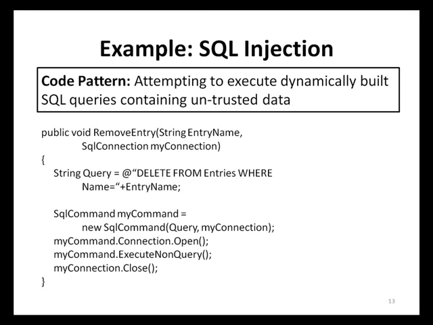Here is some sample C# code that defines a method named removeEntry. RemoveEntry accepts two arguments, a string named entryName and a SQL connection object called myConnection. RemoveEntry creates a query to remove a given entry by name and then executes that query using some database server bound to the given SQL connection object. Can you see the potential SQL injection vulnerability in this code? If the problem is not immediately apparent to you, try applying the pattern above to this code.